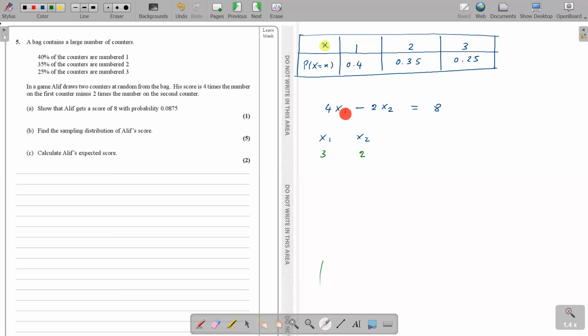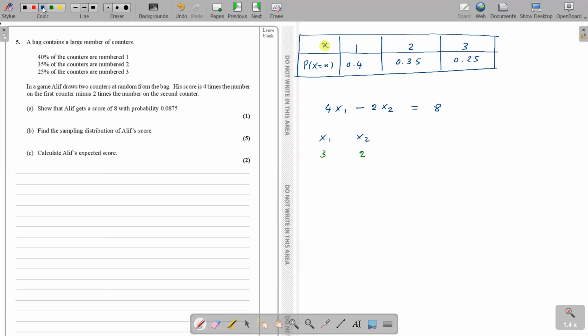If your x1 is 2, 4 times 2, 8. Minus 2 times 1 is 2. 8 minus 2 is 6. So no, it doesn't work. 3 and 2 we tried; 3 and 1 should not work. 4 times 3 is 12, minus 2 times 1 is 2, 12 minus 2, 10. So it doesn't work. You just need to input values for x1, x2 so that you get a value of 8. Even if you use x1, x2 as 2, 4 times 2 is 8, minus 2 times 2 is 4, 8 minus 4 is 4. So no, it doesn't work. There's only one combination, and you don't need to think so much because it's just 1 mark. So it should come with this combination quite easily.